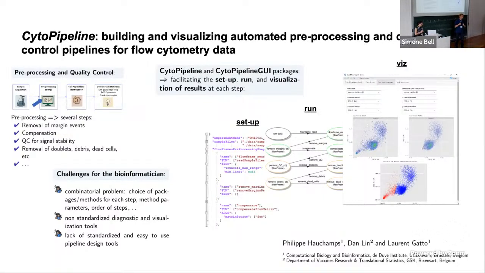On the one hand, there are loads of possibilities in terms of which methods, which package you can use. Also within the methods, there might be loads of different parameter combinations, and even the steps themselves can vary. So the order of the steps can have an impact on the results. On the other hand, there is a lack of standardized tools, be it for pipeline design or for visualization and diagnostics. So in order to cope with those challenges, we developed the CytoPipeline R package, which basically focuses on 3 different parts: centralized and automated.